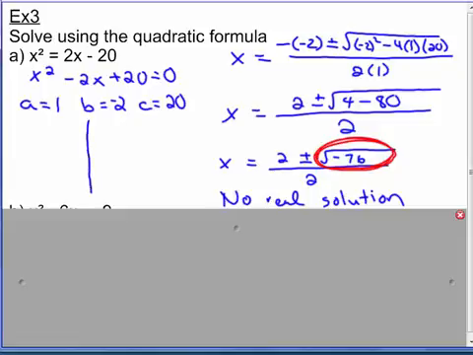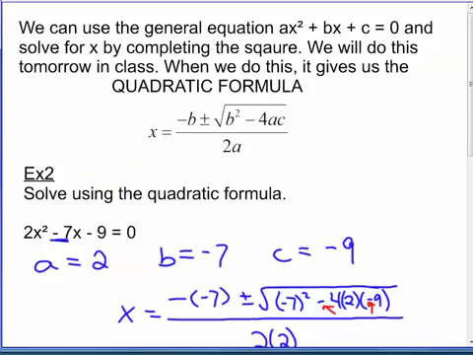Now, what does this look like graphically? Well, remember a quadratic is going to be kind of that U shape here. And if I look at this, I want to find one at 0 here. So in this case, where does it cross the x-axis? In this case, it doesn't. That's why we get no solution here, no real solution.